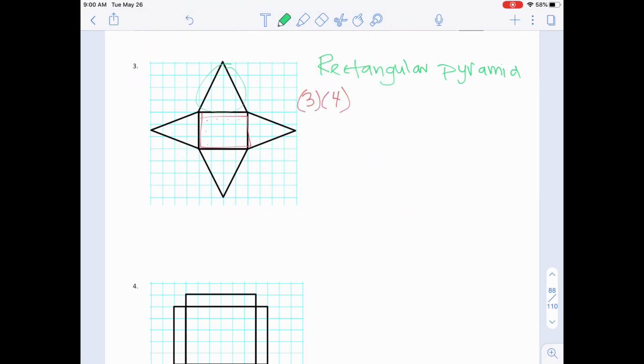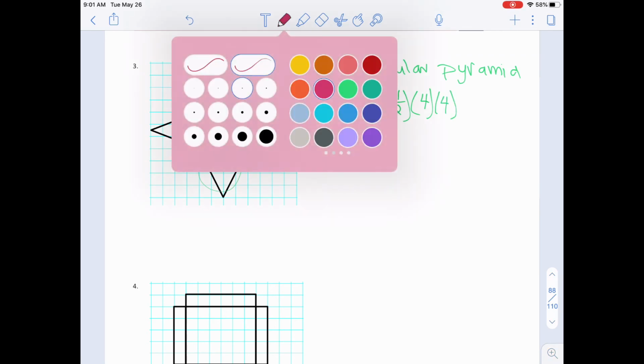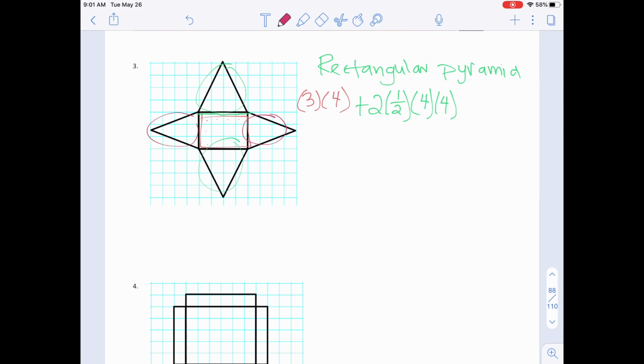So these triangles will be in green. There's 2 of them. And then I have to multiply them by 1/2 because they're triangles. Their base is 1, 2, 3, 4. Their height is 4. And now these triangles have a base of 3. There's also 2 of them. 1/2 for the triangles. Their base is 3. Their height is also 4. Oh, and I still ran out of room.